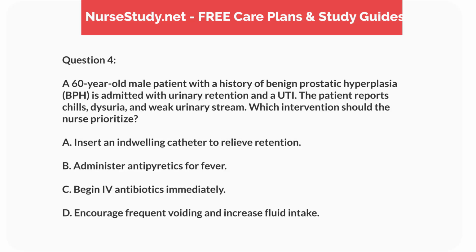Question 4. A 60-year-old male patient with a history of benign prostatic hyperplasia, BPH, is admitted with urinary retention and a UTI. The patient reports chills, dysuria, and weak urinary stream. Which intervention should the nurse prioritize?